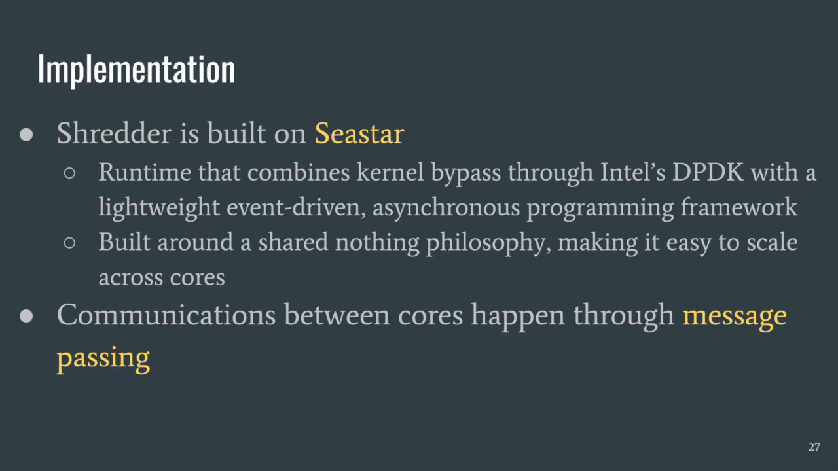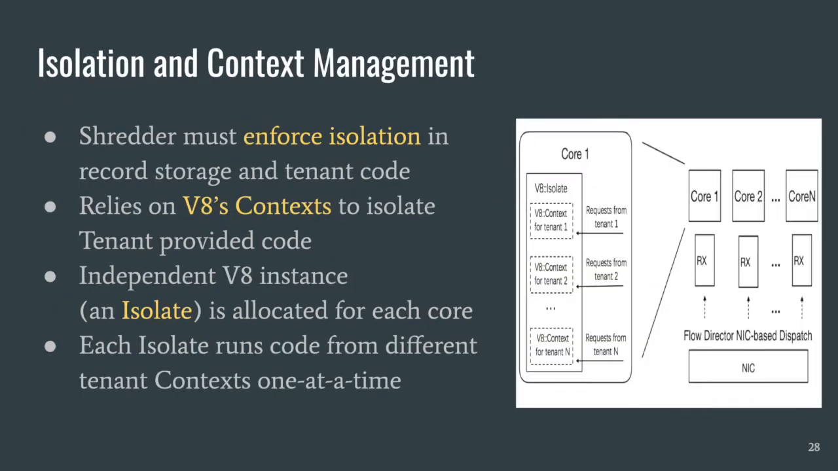Isolation and context management. Shredder must enforce isolation in record storage and tenant code. As we have earlier seen in the storage layer, it just stores the functions, and depending upon the tenant's access, it will give the particular tenant context for each tenant. Thus, it provides isolation. It relies on V8 contexts to isolate tenant provided code. An independent V8 isolate is allocated for each core. Each isolate runs code from different tenant contexts one at a time.